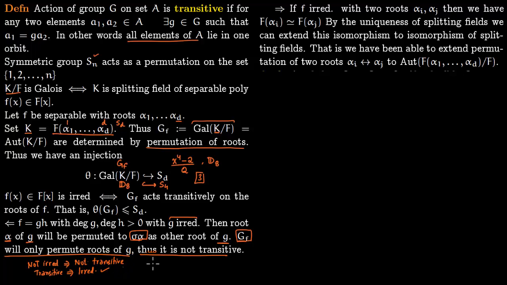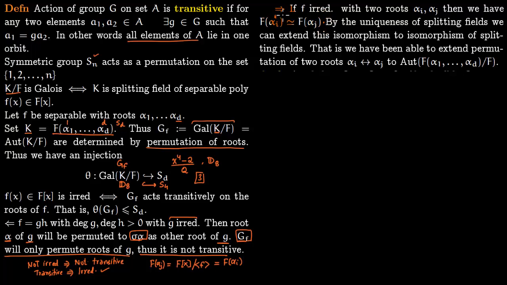Now we have to go in the other direction. Say f is irreducible, and you take two of its roots, alpha 1 and alpha j. Then F(alpha 1) is isomorphic to F(alpha j). This we know, because F[x] modulo our irreducible polynomial is isomorphic to F(alpha i), and this is isomorphic to F(alpha j). And the isomorphism is precisely permuting the roots alpha i and alpha j. So you can permute these roots.